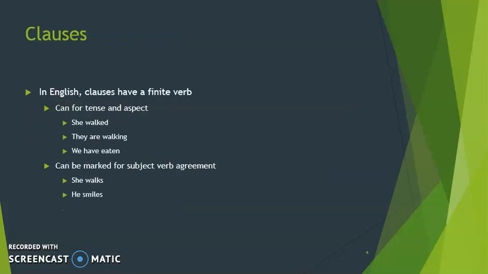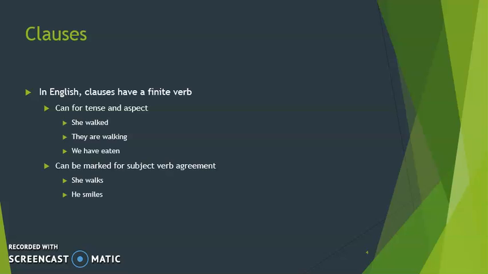Well, it's mainly a syntactic unit. We're going to look at the syntax, the clauses in the sentences. Now, in English, clauses have a finite verb, and the finite verbs can be marked with tense and aspect. For example, she walked is marked for simple past tense. They are walking, marked for progressive aspect. We have eaten, marked for perfect aspect.